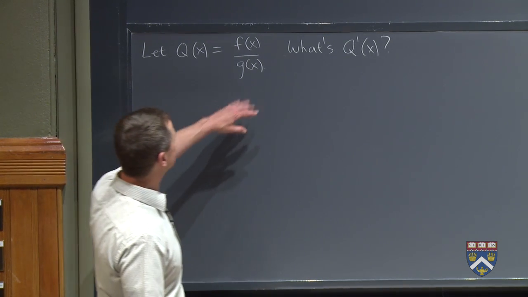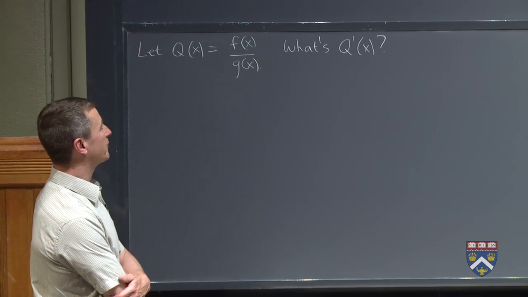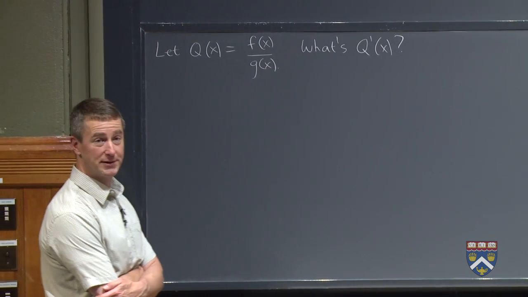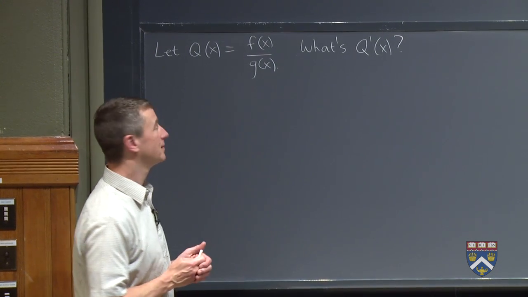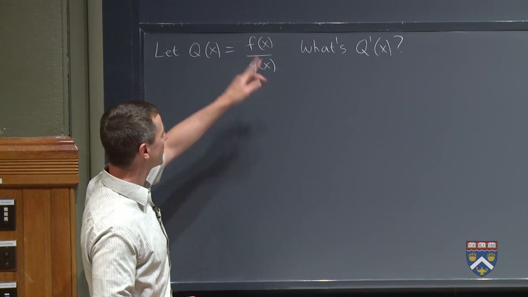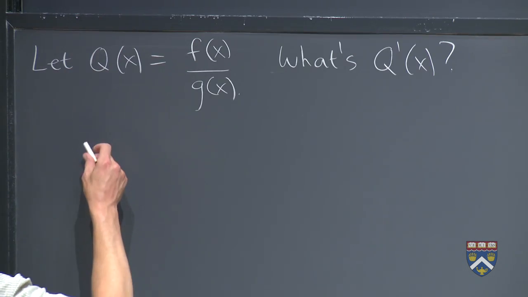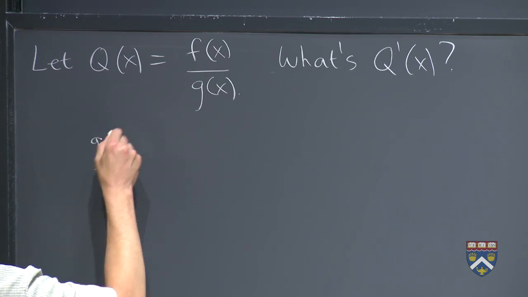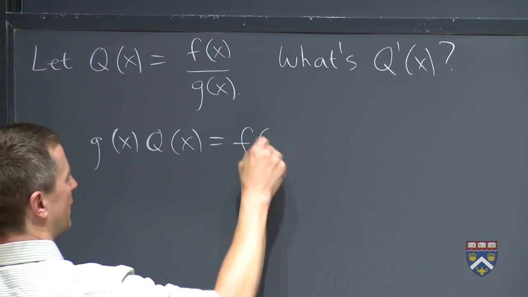So how could we do something with this that we would use something we've already got? In particular, the thing that we just figured out. The thing that we just figured out was the product rule, right? So how could we turn this so that it's not a quotient but a product? We can multiply the g of x to the left side. So I can have g of x, q of x, equals f of x.